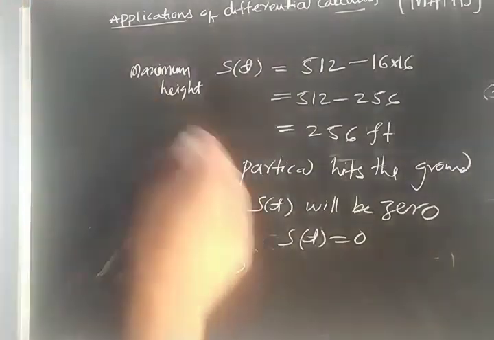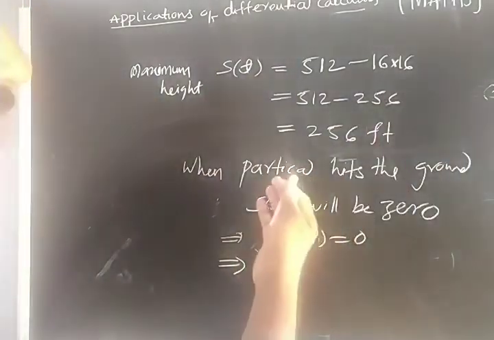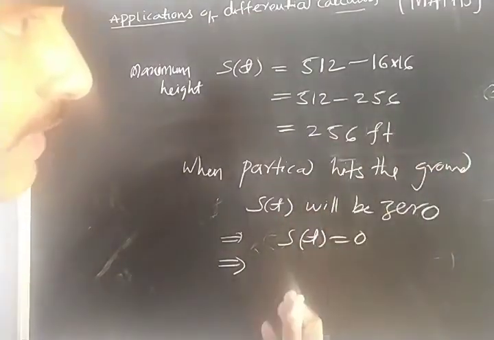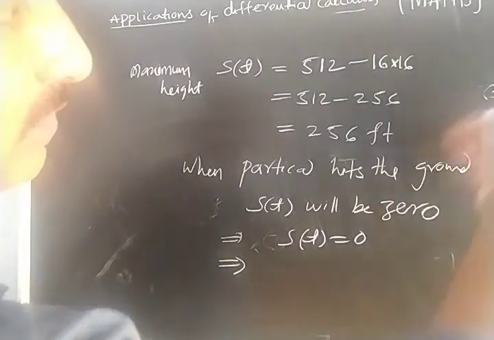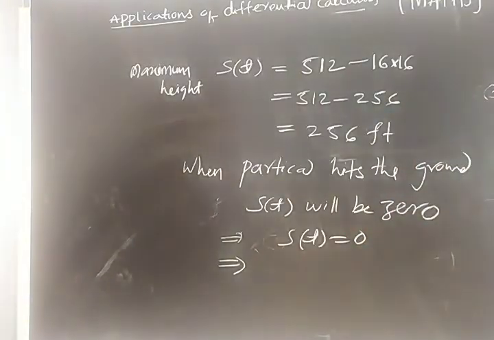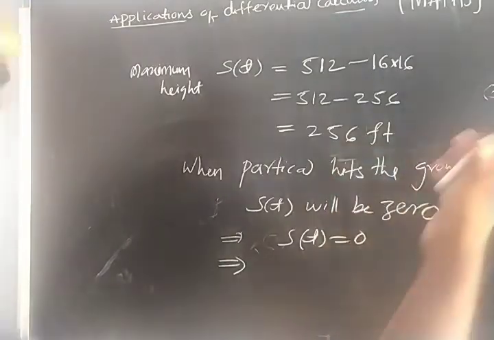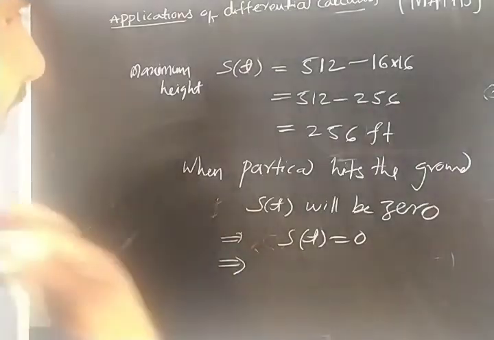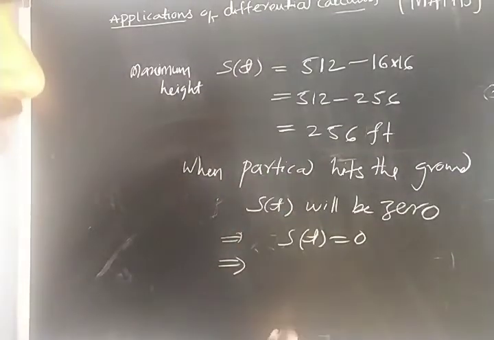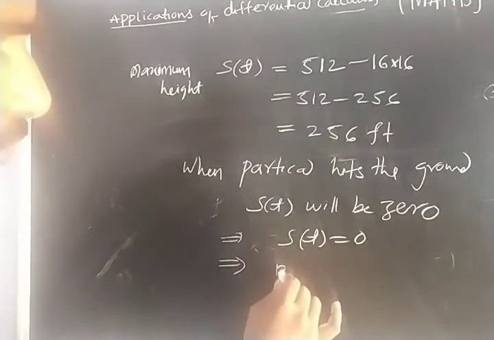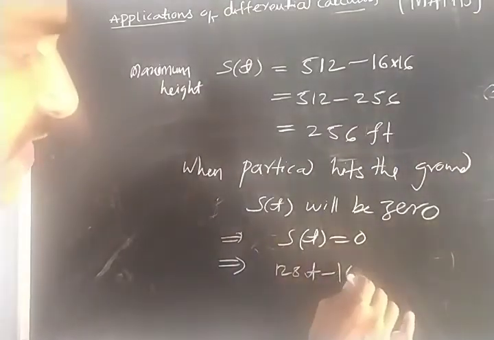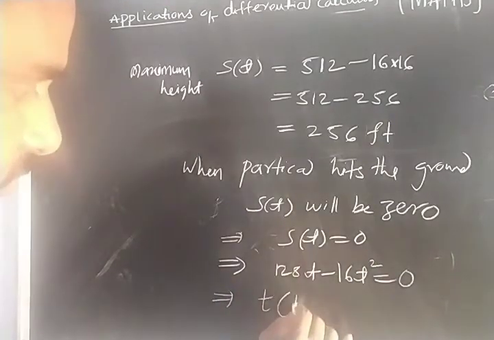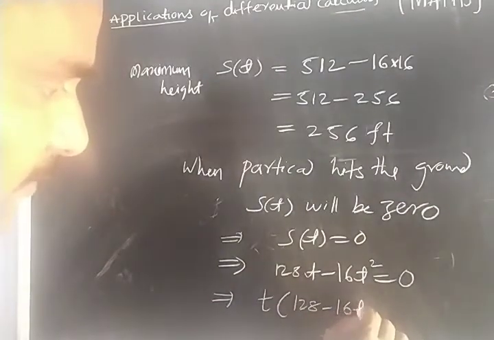So we are finding the velocity when the particle hits the ground. When the particle hits the ground, the height will become 0. So I am taking height equal to 0, then you get the time at which the particle hits the ground. If you substitute that time in the velocity function, you will get the velocity when the particle hits the ground. So by taking S of t equal to 0, you will get 128t minus 16t squared is equal to 0. By taking t common, 128 minus 16t is equal to 0.